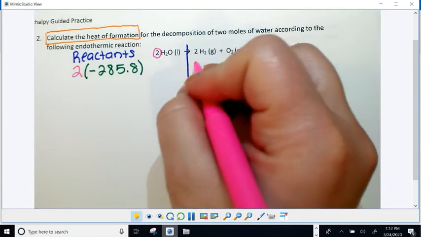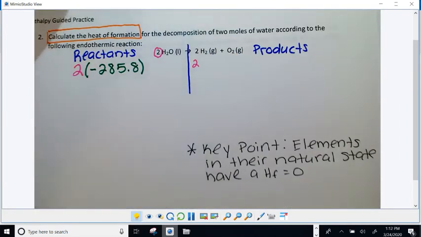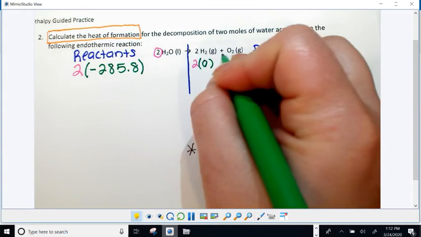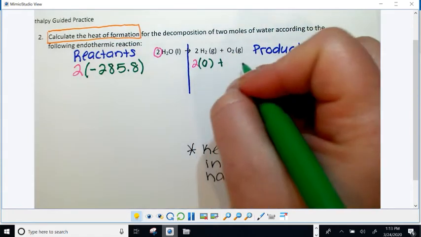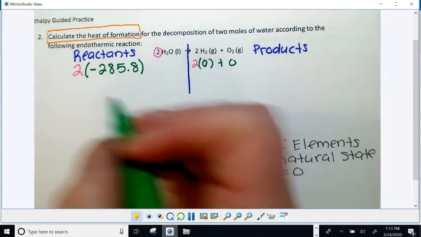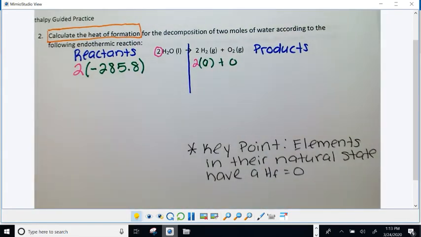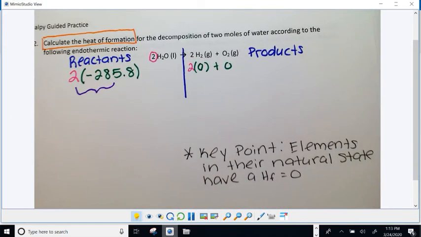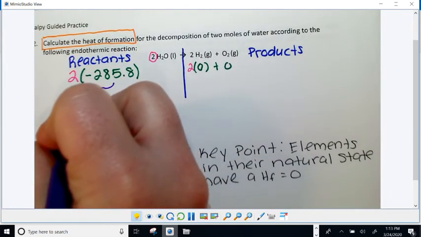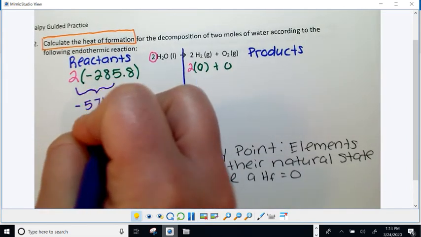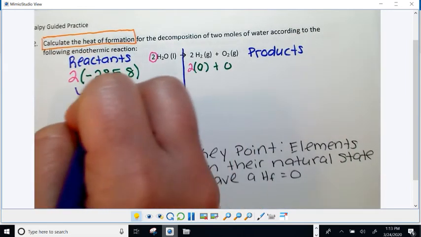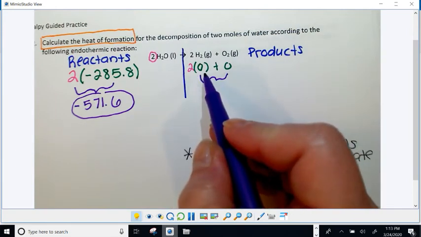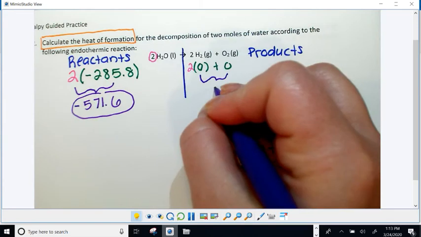We have a coefficient of 2. Again, I do have hydrogen in its natural form, so that means its heat of formation is 0, plus oxygen in its natural form, which means it is 0. We're going to go ahead and plug this into our calculator. 2 times negative 285.8, and we get negative 571.6, and that's one number. This one, I do 2 times 0. 0 times any number is just 0, plus 0, so this side is 0.